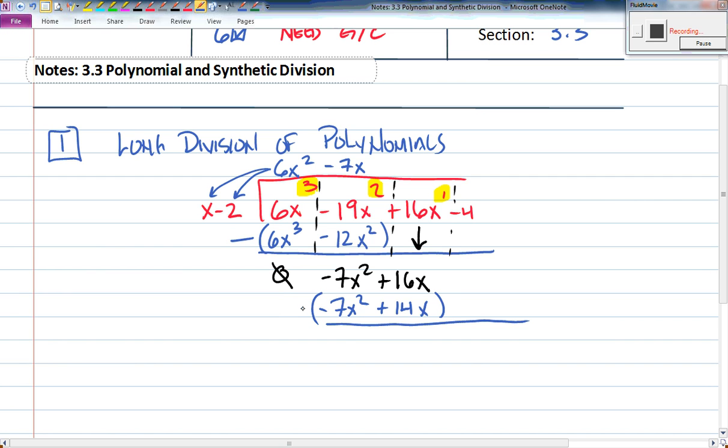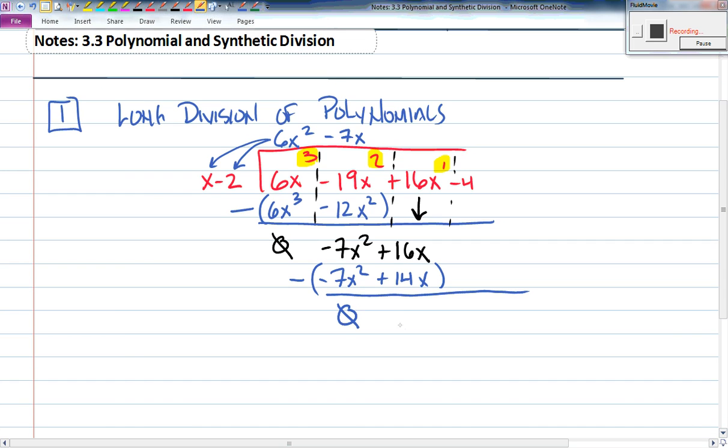We're going to draw a line here. We are going to then subtract. So we're going to get 0 here by design. We're supposed to get 0 there. That's how it works. Good. And then 16x minus 14x, what does that give us? Yeah, positive 2x. And I bring down the negative 4. Can I keep going? Yeah. How do I know that I can keep going?